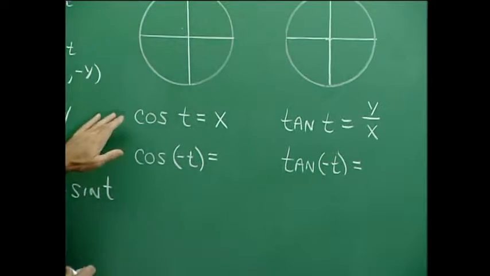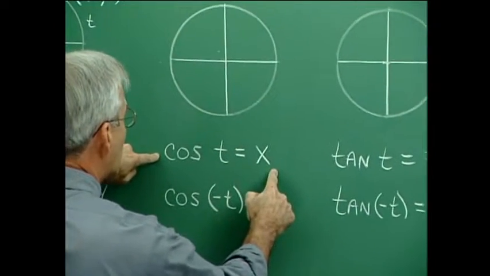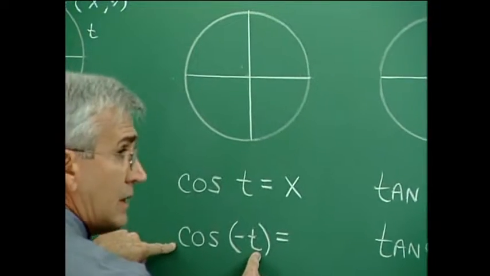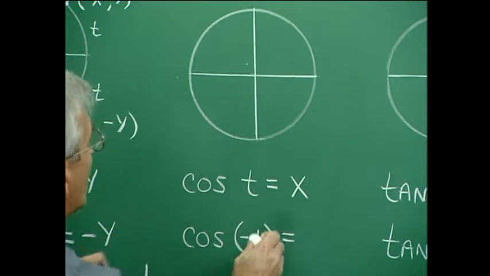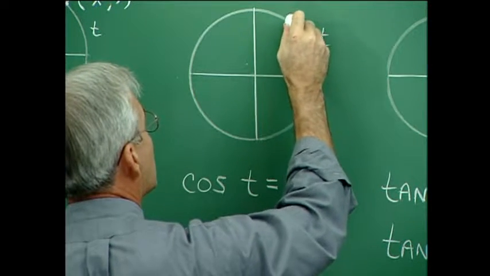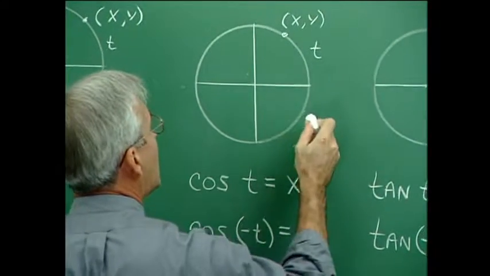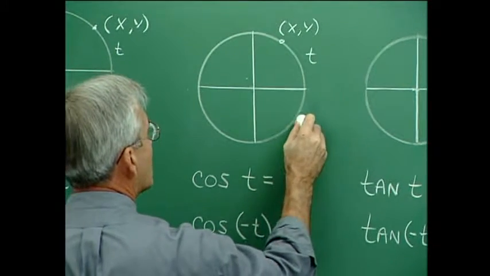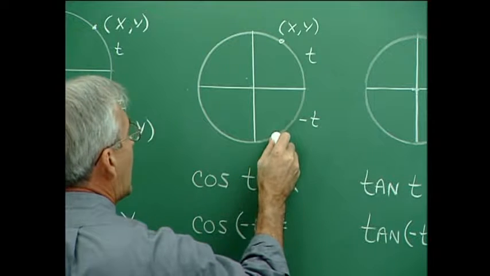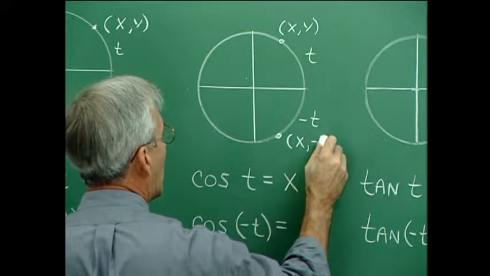Okay, now, what about for cosine? Now, cosine of a real number is equal to x. What about the cosine of the negative of that real number? Well, again, we would just choose a distance t and coordinates of a point as xy, and think about a distance of negative t, and the coordinates of that point would be x and negative y.